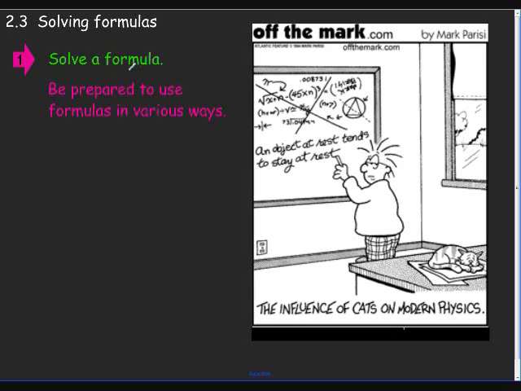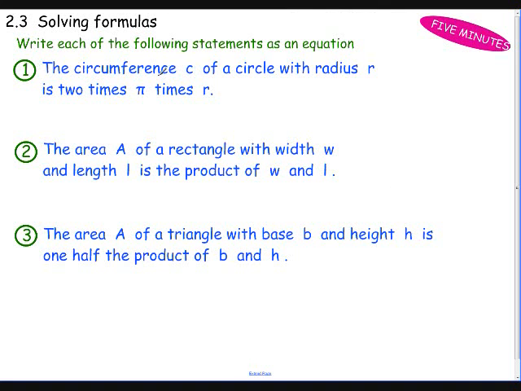We're going to solve formulas here, and the reason we even talk about physics in your science courses is that you're using formulas quite a bit. So it is important to be able to solve them. Write each of the following statements as an equation. This is just a little warm-up for us.